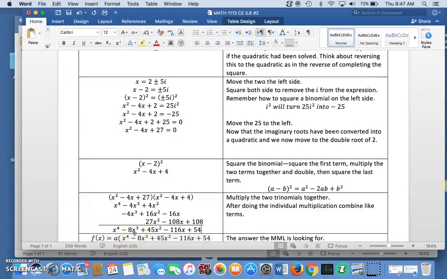These two are similar. You can combine. And when you combine here, you should end up with 57. No, that's not right. What would you end up with? 47. 16 and 4 is 20, and 20 plus 27 is 47. And here we would end up with 124. Let me double check. Yep, 124.